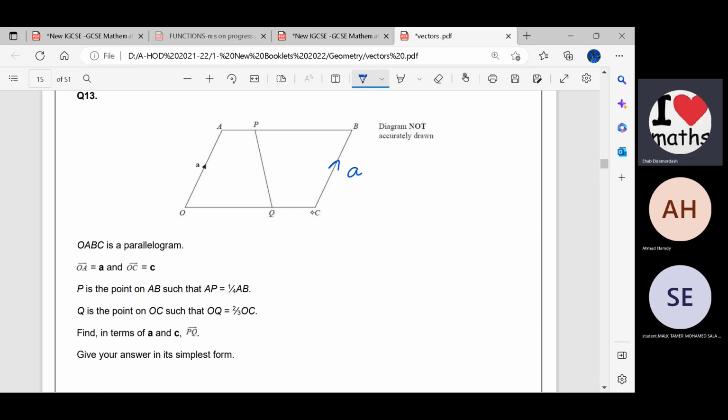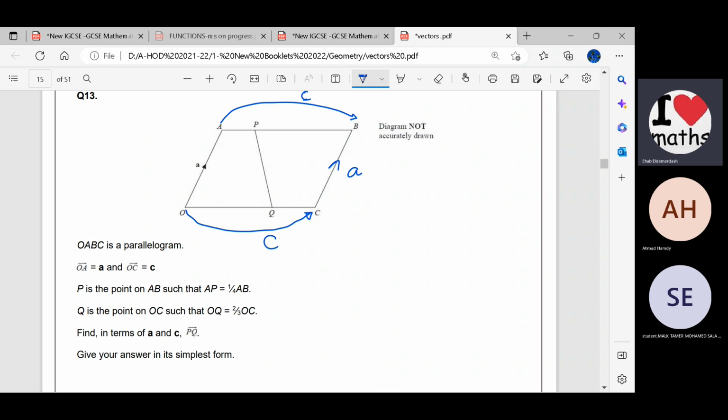Then you have the vector OC and the vector AB. The vector OC we call C, and the vector AB is parallel and equal to it. So what do you think about the vector AB? I will call it C as well. Any problem? This is the information I get from the properties of the parallelogram: each two opposite sides are parallel, and each two opposite sides are equal. Agreed? This is my first note.